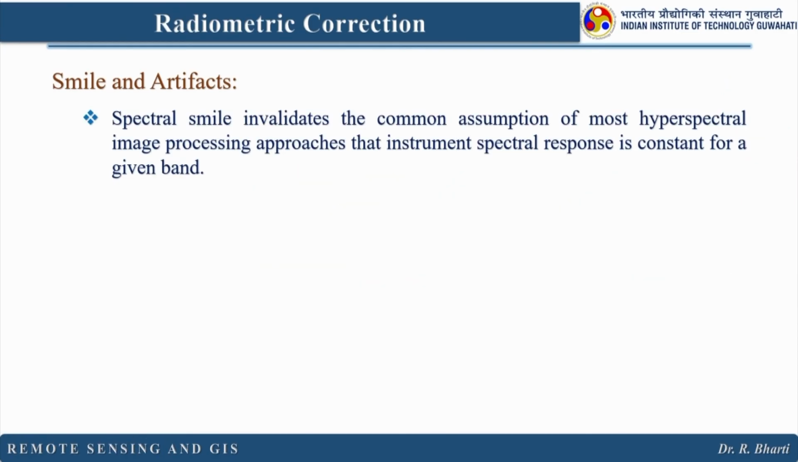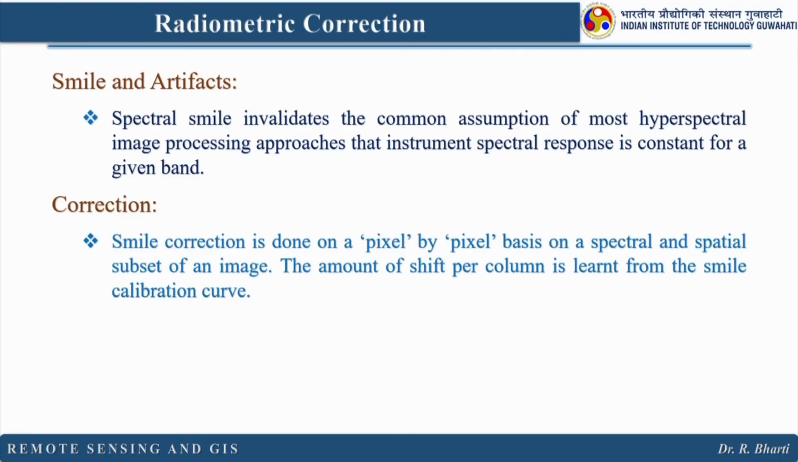So spectral smile invalidates the common assumption of most hyperspectral image processing approaches that instrument spectral response is constant for a given band or a given material, right. So, here you have understood this, and the SMILE correction is done on a pixel by pixel basis on a spectral and spatial subset of an image.